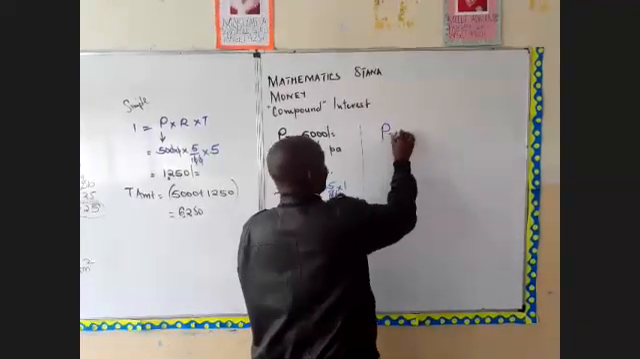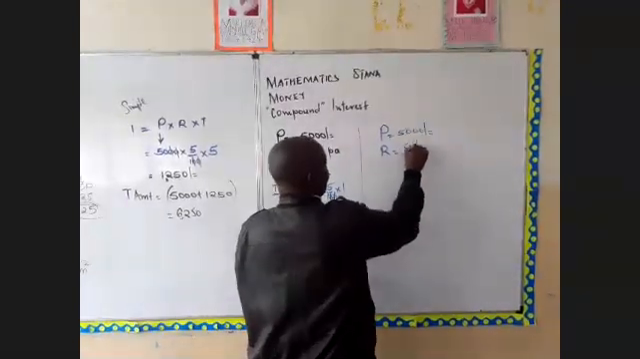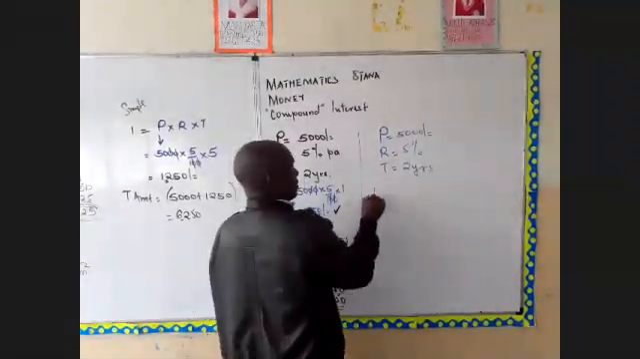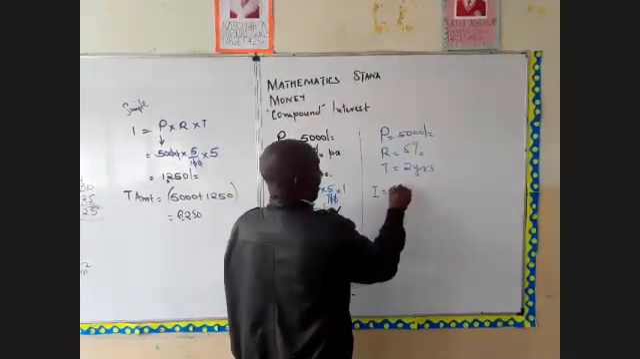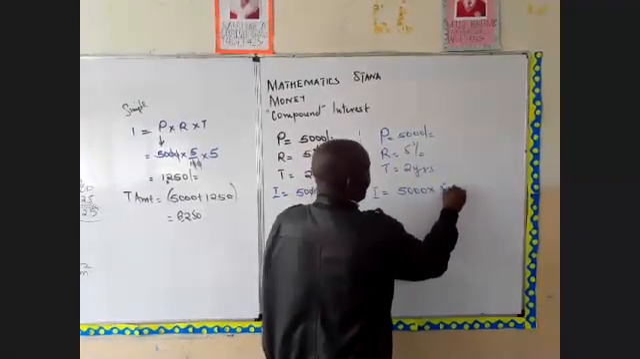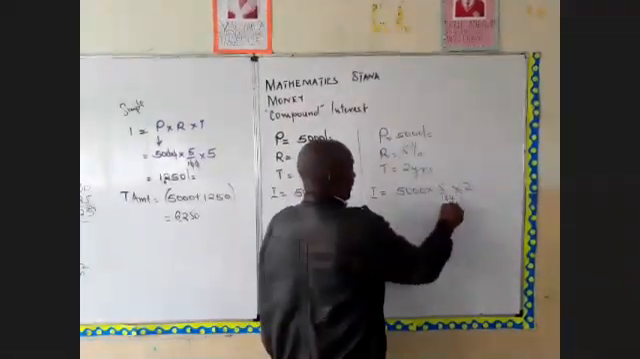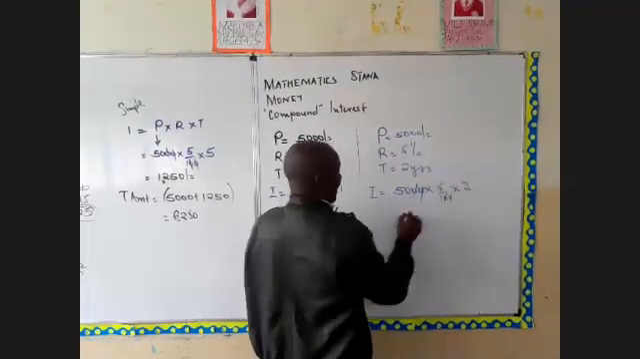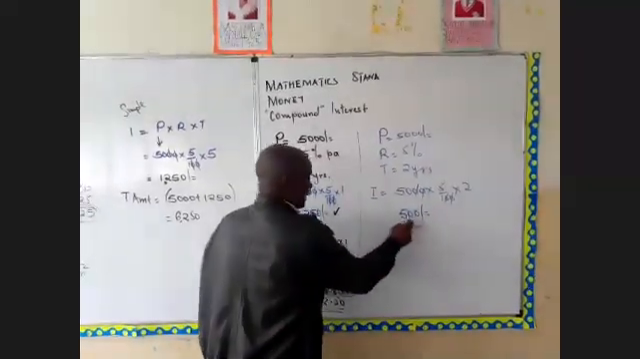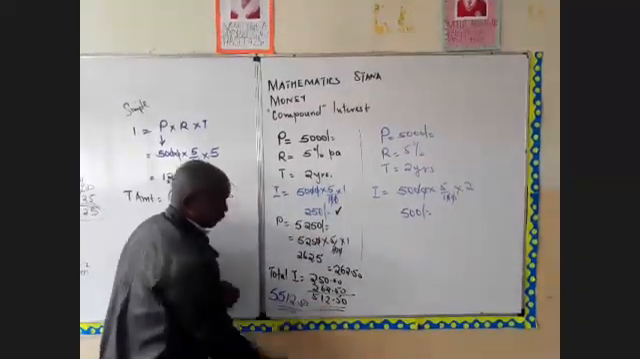The principal is 5,000, the rate is still 5%, and the time is 2 years. Then we'll have gone for simple interest here: the principal of 5,000 times the rate of 5% times a time of 2 years to give us the interest straight away in 2 years. That is 10 times 50 to give us 500 shillings. So you can see that interest in 2 years, simple interest is 500, but compound interest is 512 shillings and 50 cents.